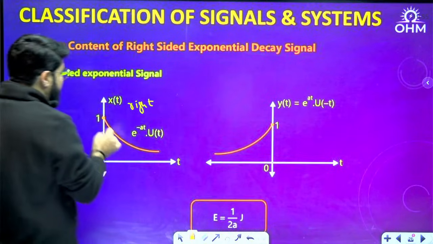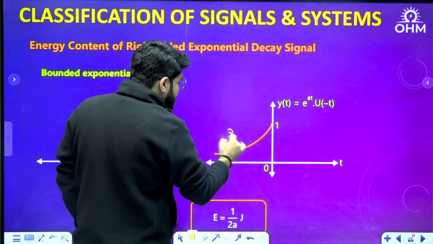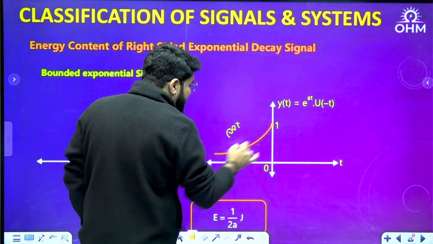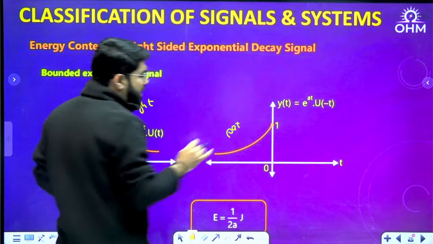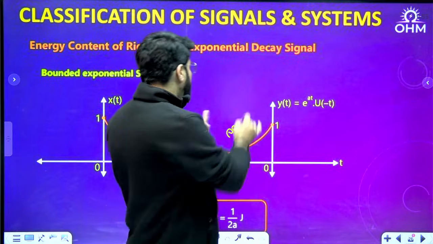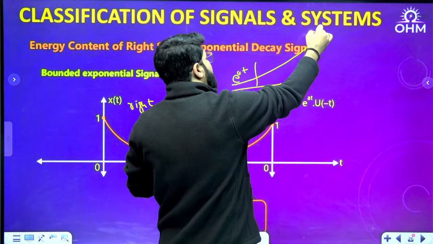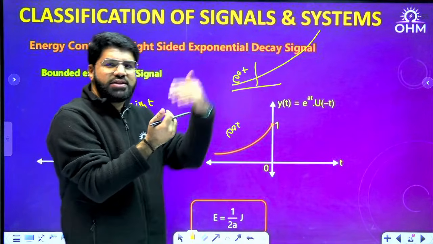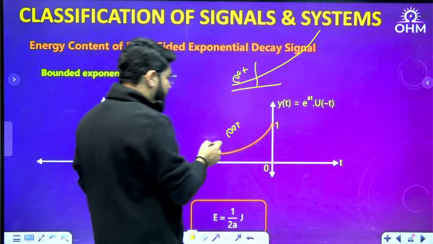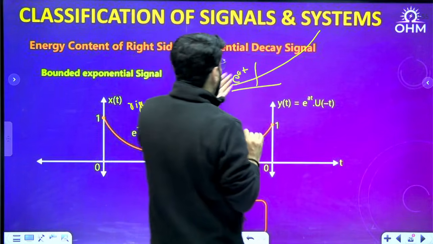Have a look: e^(-at) decaying to the right, or e^(at). This is e^(at) increasing, but to the left, and it stops because I've multiplied by u(-t). It stops at 1 and does not go to infinity. If I only draw e^(at), then it goes to infinity, but I take u(-t). u(-t) means the signal is left-sided; u(t) is right-sided, u(-t) is left-sided. So all the values of the signal are finite, between 0 and 1.